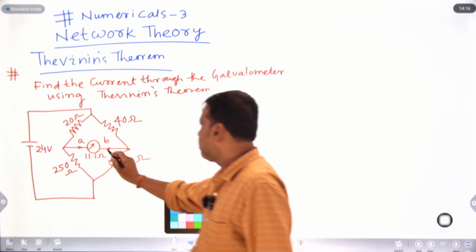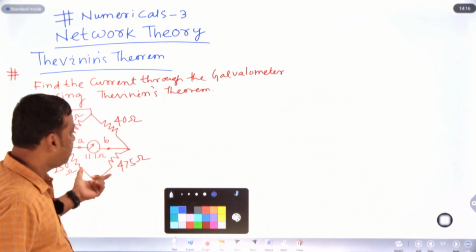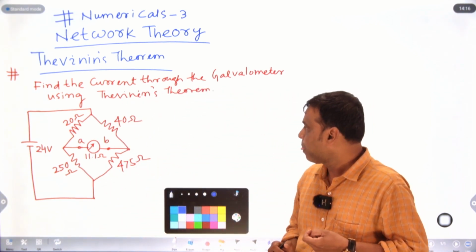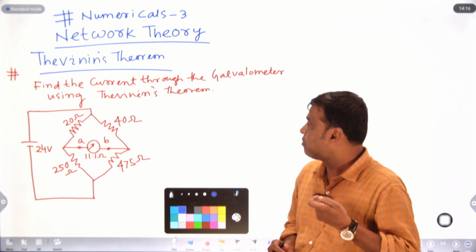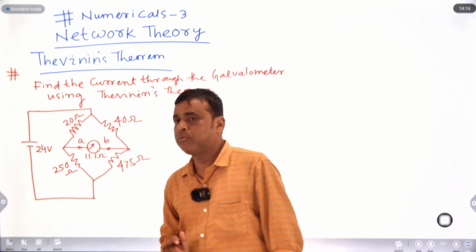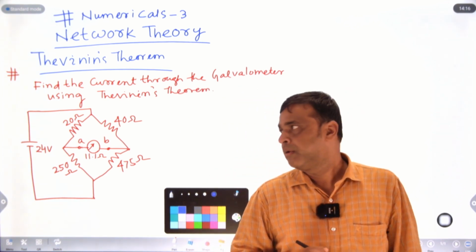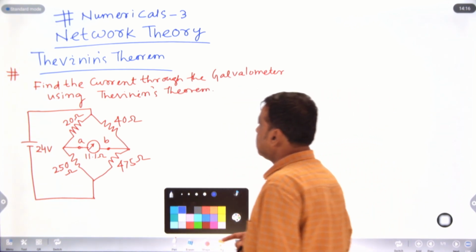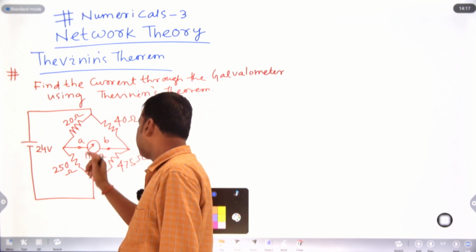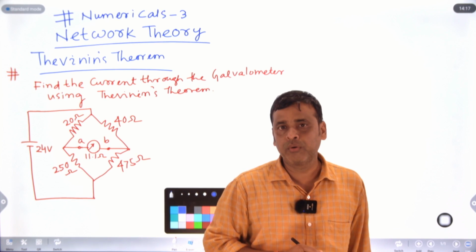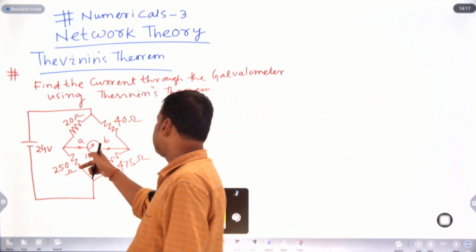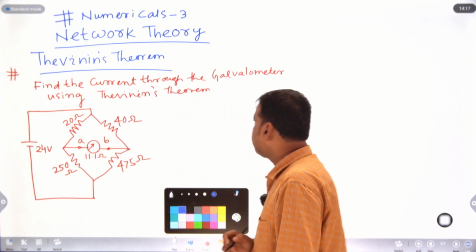This is a galvanometer and this is a balanced bridge. You have to look at whether the bridge is balanced or not. That means the product of the opposite arms must be equal. If this into this equals this into this, then we can say that the bridge is balanced. But here the bridge is not balanced. So we have to find out how much current flows through the galvanometer. Here the galvanometer resistance is 11.1 ohm. So how do we find the current through this galvanometer using Thevenin's theorem?